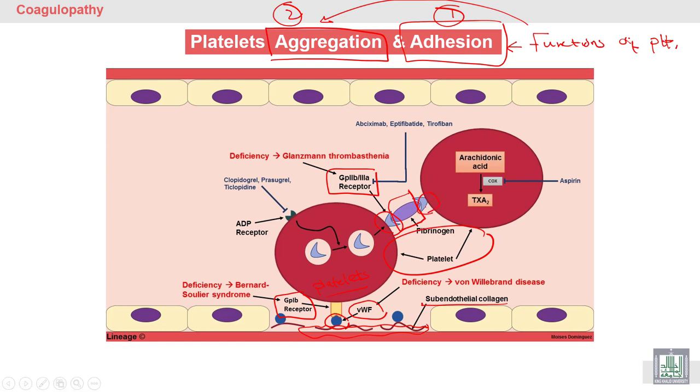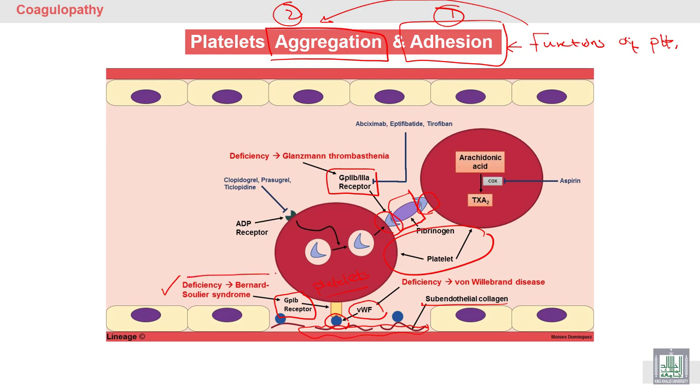So we should have platelet interaction through the protein called fibrinogen, by the receptors on the platelet called glycoprotein 2B3A receptors. This is the normal, but in abnormal conditions there will be a deficiency of these functions, due to deficiency of receptors, leading to diseases, as we will discuss later on.